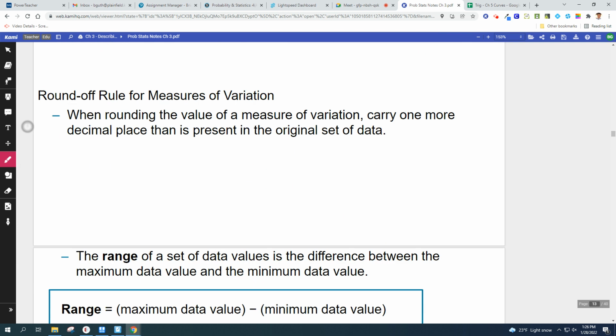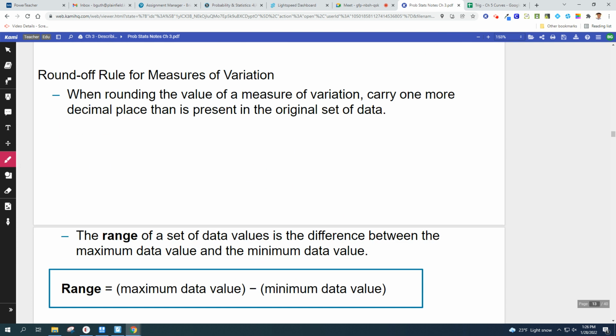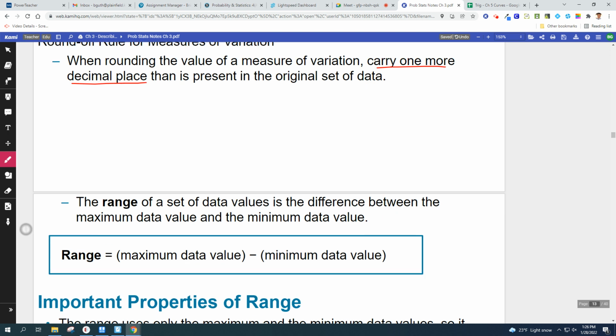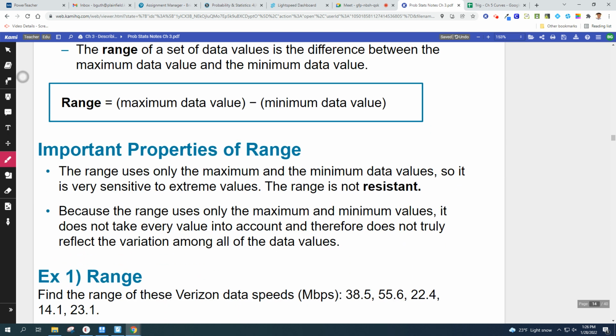understand them. Here we've got this round off rule, and we've seen this before. It's saying carry 1 more decimal place than is present in the original data. So we've seen that round off rule before. The range of a set of data values is the difference between the max and the min. This is about as easy as you can possibly get. Range is max minus min.